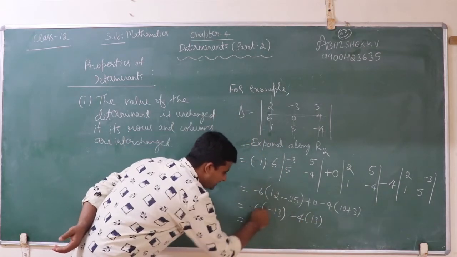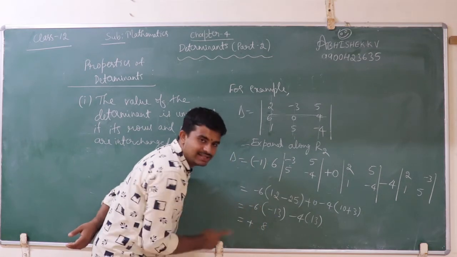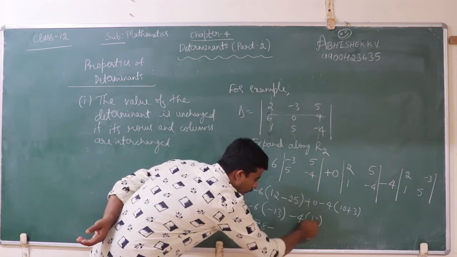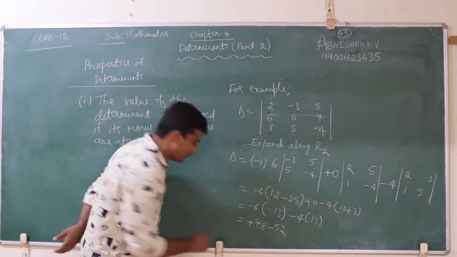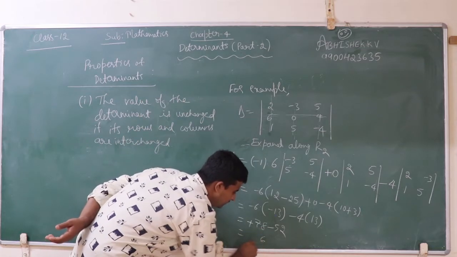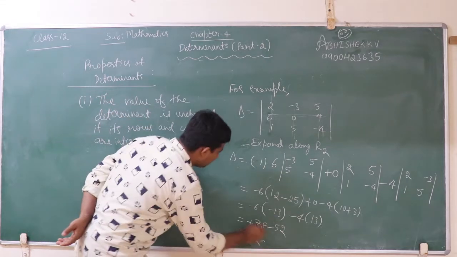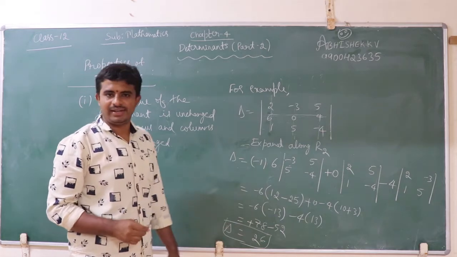This implies minus into minus plus. 6 3s are 18, carry 1, 3; 6 1s are 6, 6 plus 1, 7. Minus 4 3s are 12, carry 1, 4 1s are 4 plus 1, 5. This implies 8 minus 2, 6, 7 minus 5, 2. Therefore, the value of this determinant is 26.